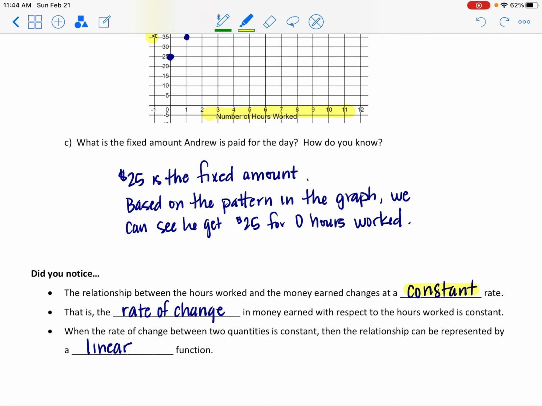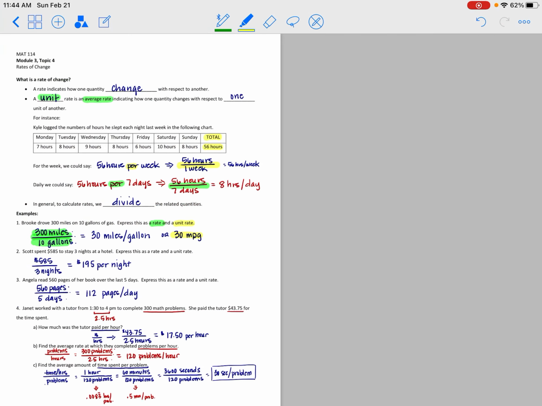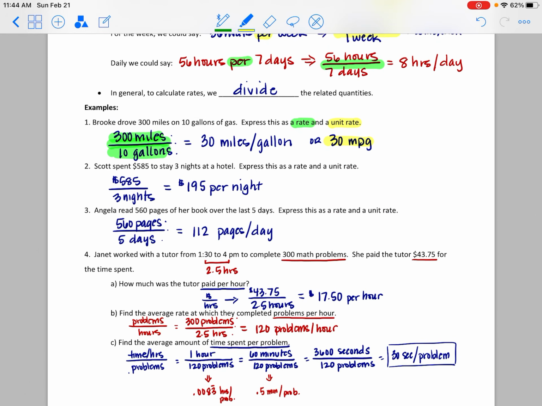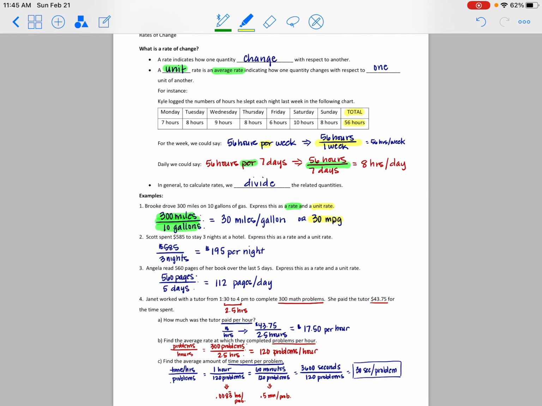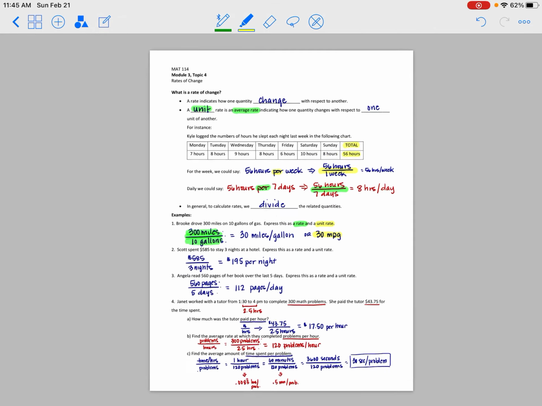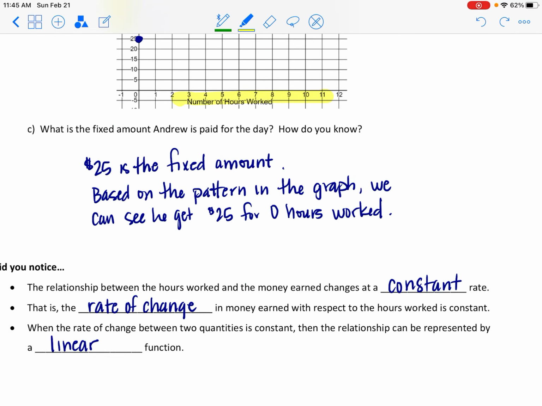Okay? Now, for the most part for this topic, the important piece is being able to take two amounts, divide them to find an average rate of change, and make sure that your units correspond with whatever you're dividing on the top of the fraction and then whatever you're dividing on the bottom. So if it's miles per gallon, then your units are miles per gallon, right? So just be careful with the units. Make sure you're dividing to find average rates, and then we will come back to this concept of constant rates of change and linear functions.